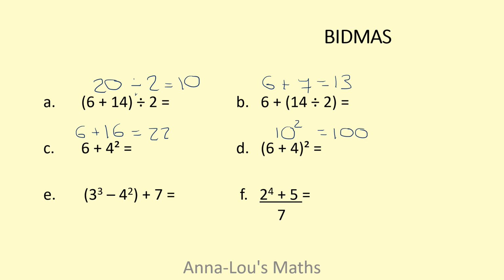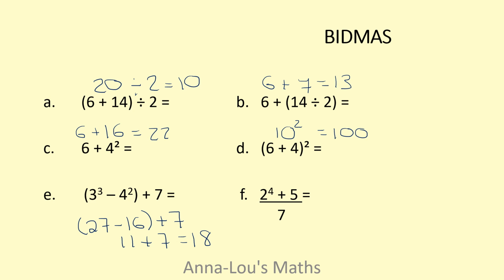So I'll do my brackets first, but my brackets contain indices. So the brackets means I have to solve everything inside them. So I'm going to have to do my indices. So 3 to the power of 3. Now 3 times 3 is 9, times 3 is 27. Take away 4 squared. 4 squared is 16, plus 7. So I'm going to solve the brackets. 27 take away 16 gives me 11. 11 plus 7 gives me 18.